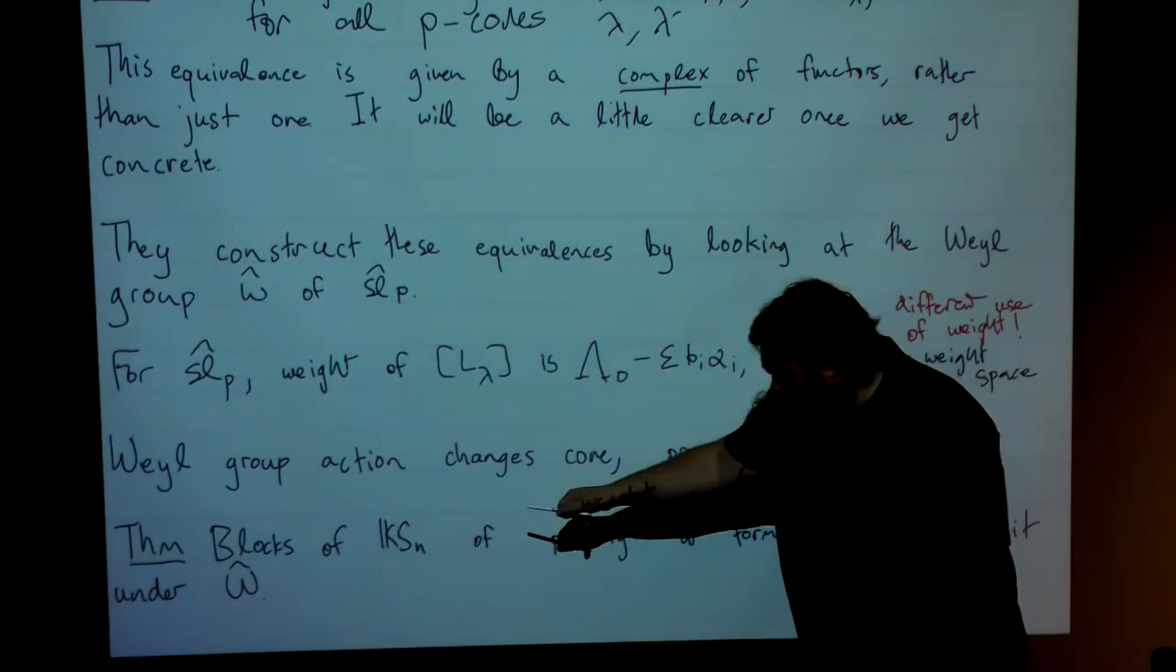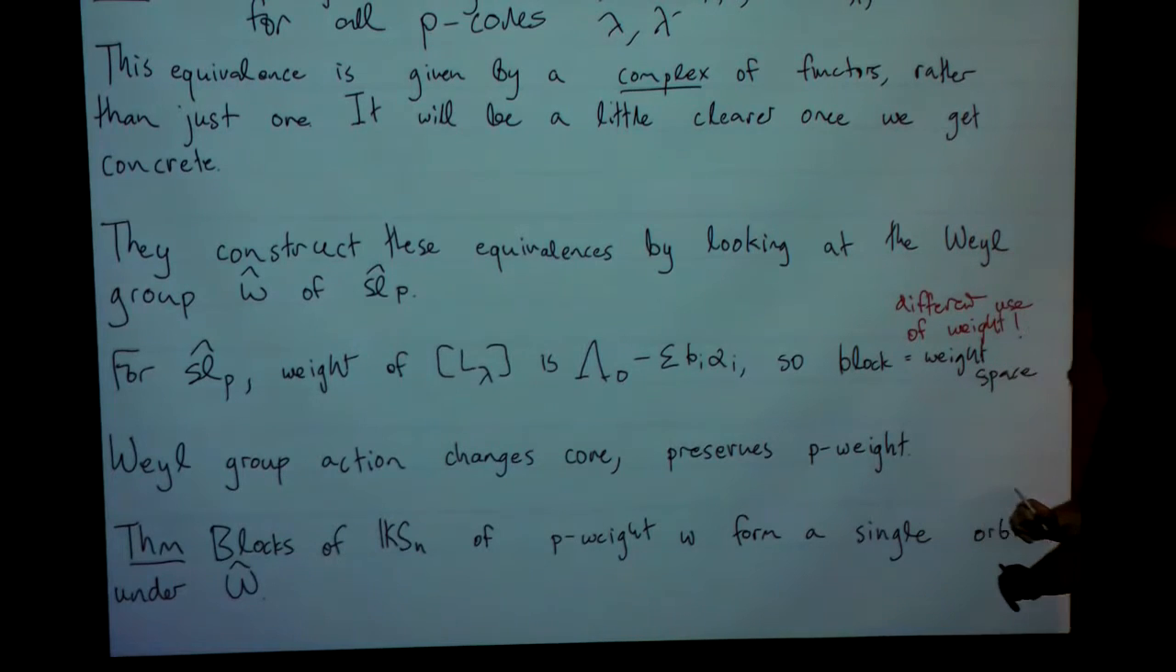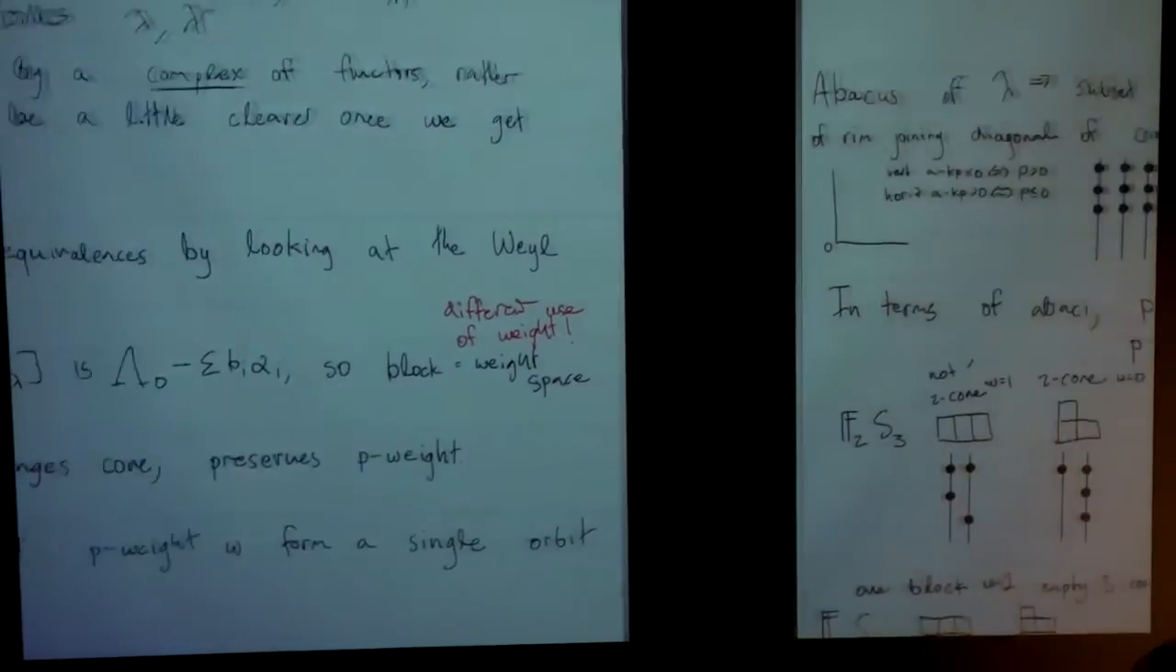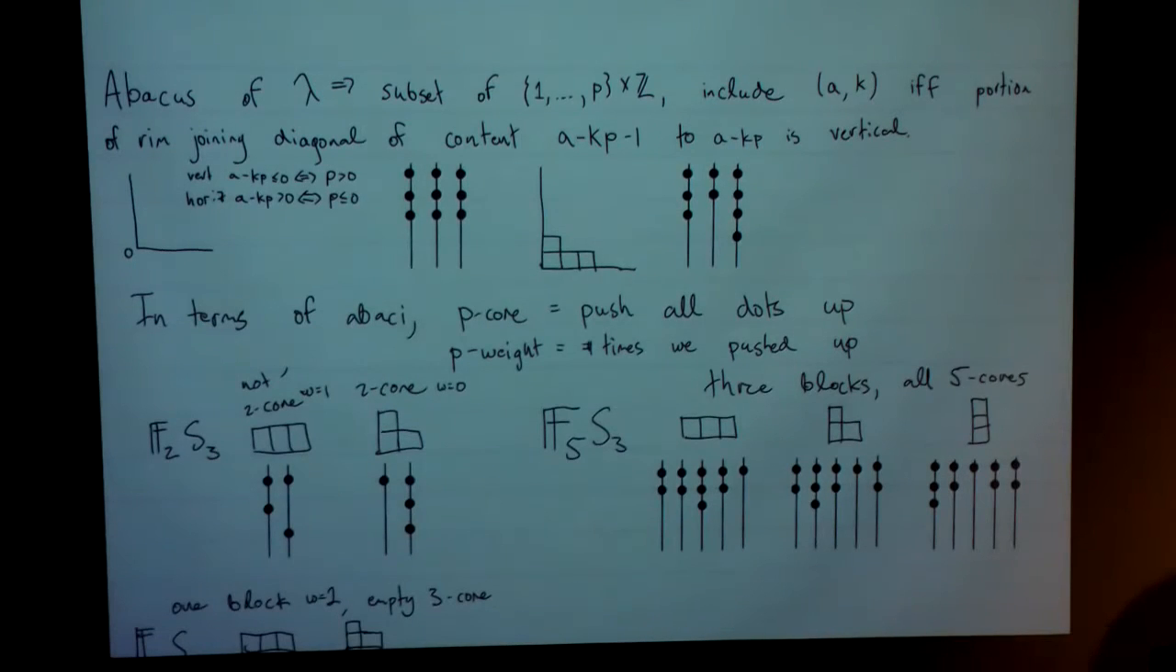And in fact, you can check blocks of the symmetric group of given p-weight form a single orbit. So for every core, there's an element of the affine Weyl group that sends it to any other core. So there's a chain of reflections I can do in the affine Weyl group that sends me from one core to the other.